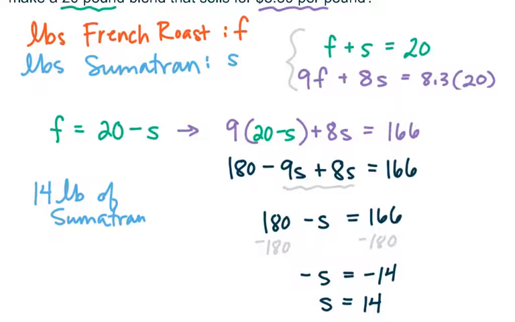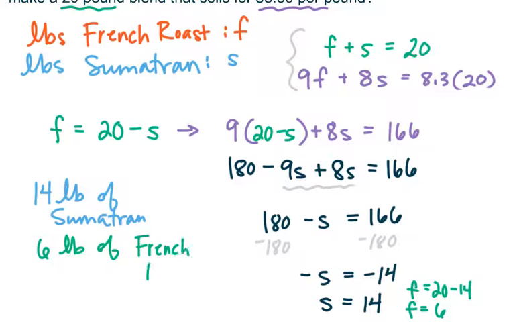Well then, how many pounds will we need of the French roast? 20 minus the 14, F equals 20 minus 14. We're going to get that F equals 6. So that means 6 pounds of my French roast. And that is how you solve a mixture problem.